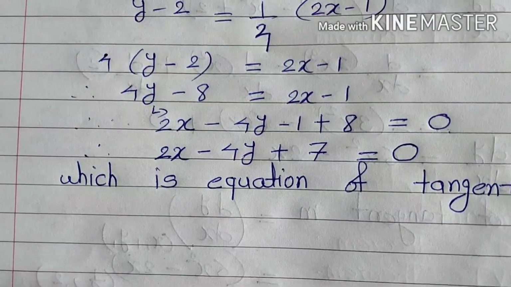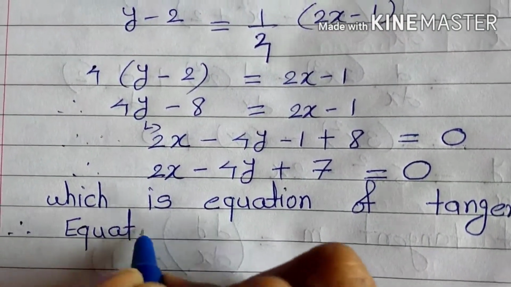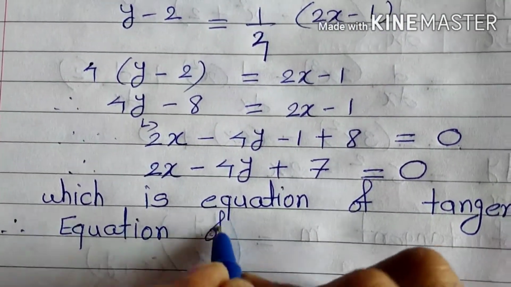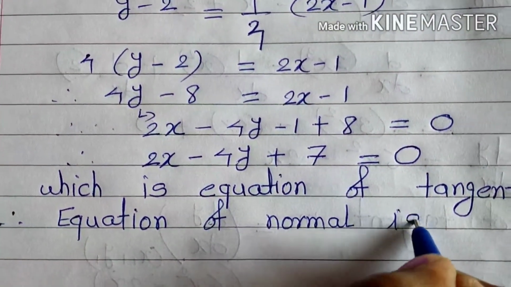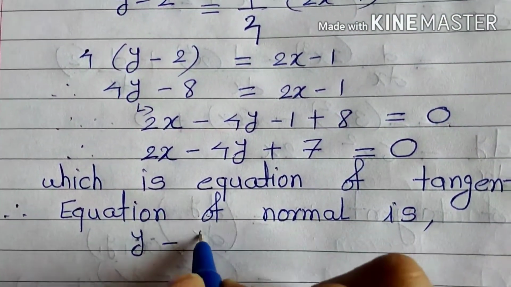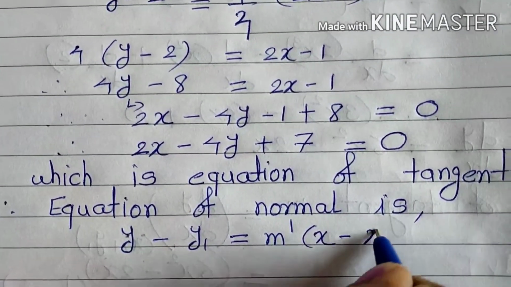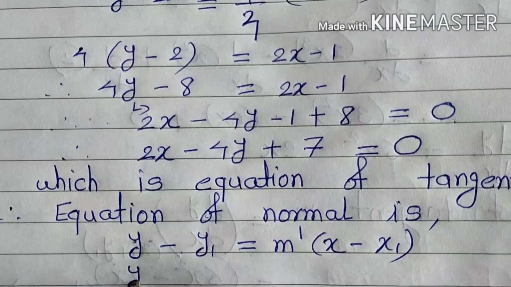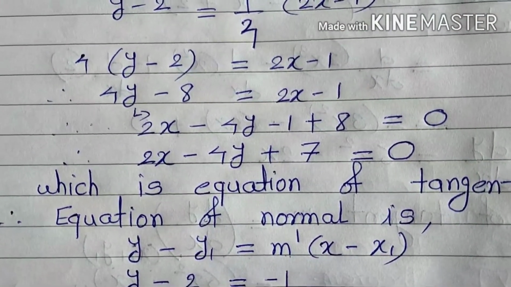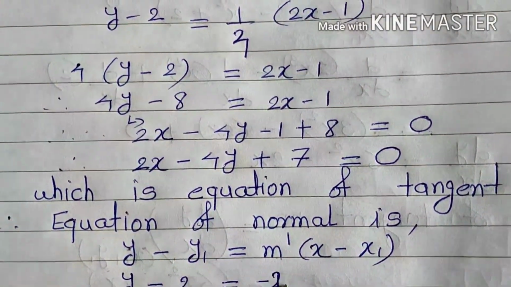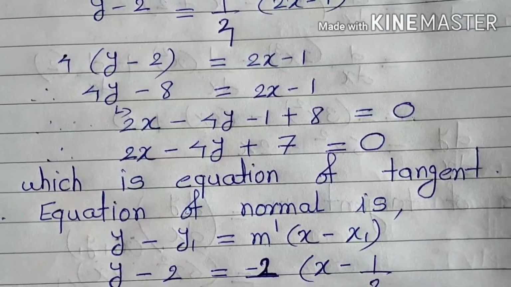Now find equation of normal. Therefore equation of normal is: y minus y1 is equal to m dash into x minus x1. Put all the values: y1 is 2, value of m dash is minus 1 by, sorry, it is minus 2, and x minus 1 by 2.